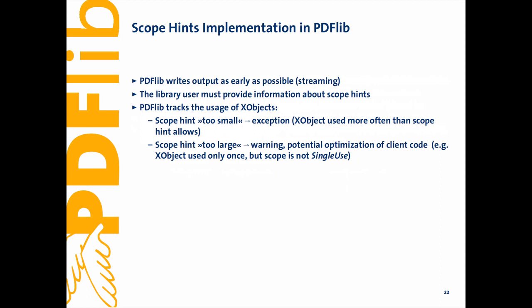In the other case, the scope hint could be too large. You could say, for example, scope hint file, but use the X object only once. This is not really a problem, but it's a missed optimization. So you will only get a warning in the log file, and if you look at the log file, you can get suggestions for optimizations. How can you make your PDFVT file more efficient, potentially?